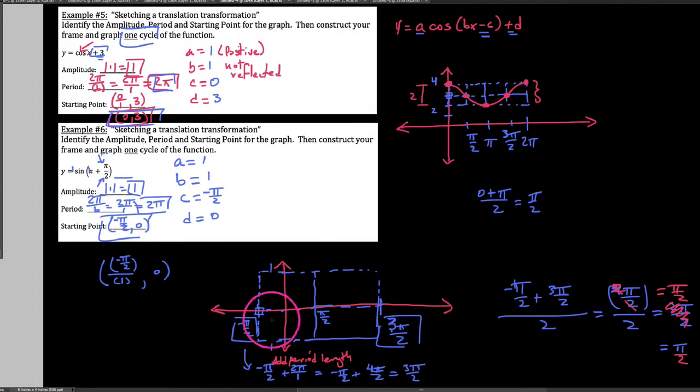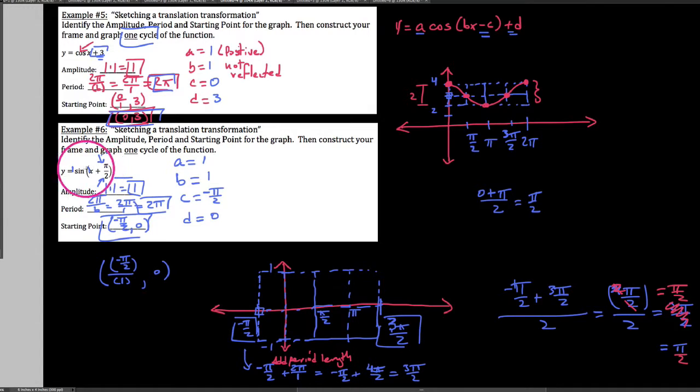So now splitting this in half, I want you to notice that between negative pi halves and positive pi halves would just be 0. So halfway between those two. And between pi halves and 3 pi halves would just be 2 pi halves, or pi. So we can always average these out, but we intuitively followed that one here. So now we've got our frame set. We're ready to go ahead and sketch our graph here, one cycle of it.